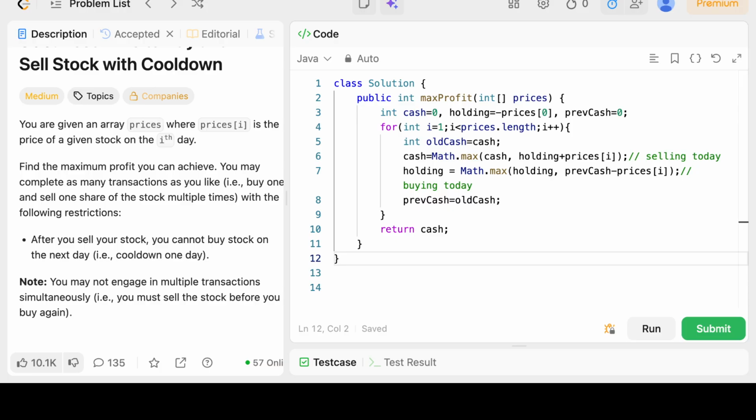In the next video I will solve the harder version of this problem, where we are allowed to do at most k transactions. We will apply the same formula. It will be slightly different: we just need to maintain an array of cash and holding, where we are allowed only at most k transactions. So far we have seen that we are allowed as many transactions as we can do, but in the harder one we are allowed at most k transactions. So we will do that in the next video.